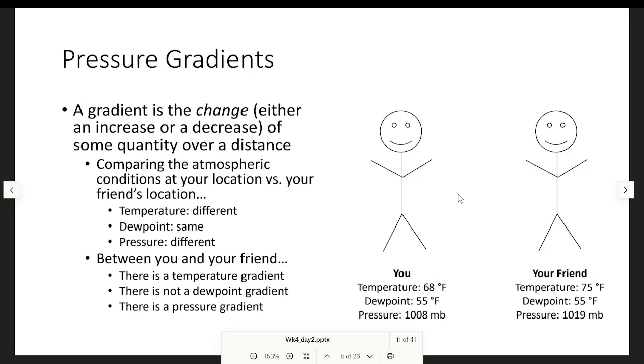Anyway, pressure gradients. A gradient is the change, either increase or decrease, of some quantity over a distance. So compare the atmospheric conditions at your location versus your friend's location. Let's say the temperature where I'm sitting in my room and where you are sitting is different, but the dew point is the same, and the pressure is different. Since the temperature is different, there is a temperature gradient. The dew point's the same, so there's not a dew point gradient. But the pressure is different, so there is a pressure gradient.